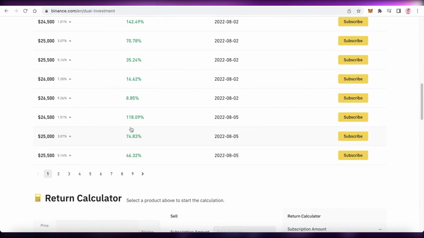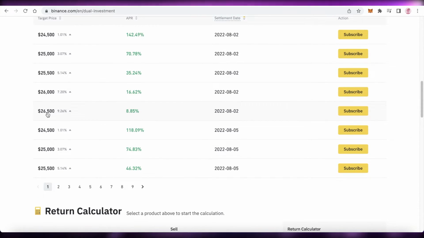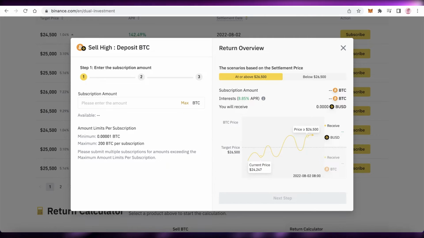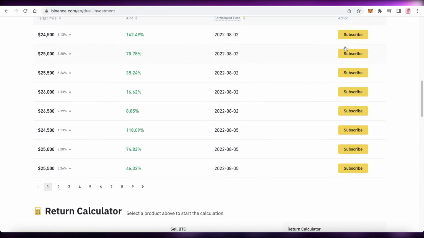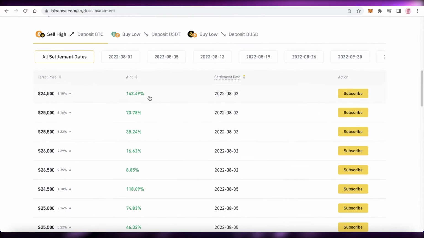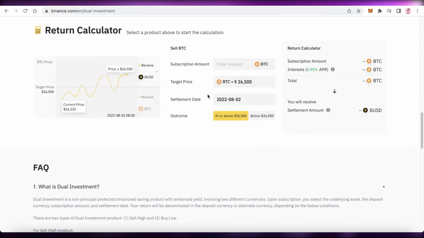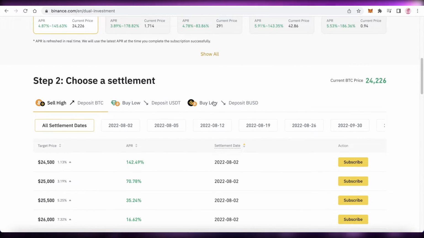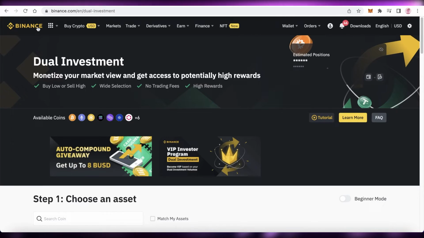Now if you go into the non-beginner mode, it's the same thing. Let's say I don't expect the price of BTC to reach up to 26,000 by 8 to 2022. I can click on subscribe over here and enter the amount, whatever amount of BTC you want to do, and then click on next step and subscribe to this offer, to this investment. And when the price of BTC does not reach that, then you're going to receive your investment plus interest.